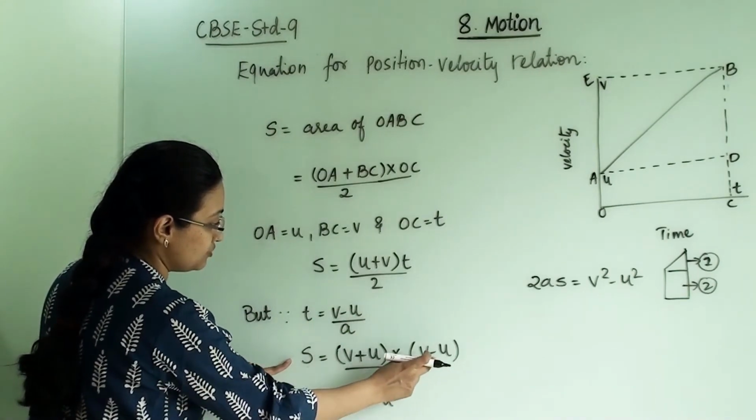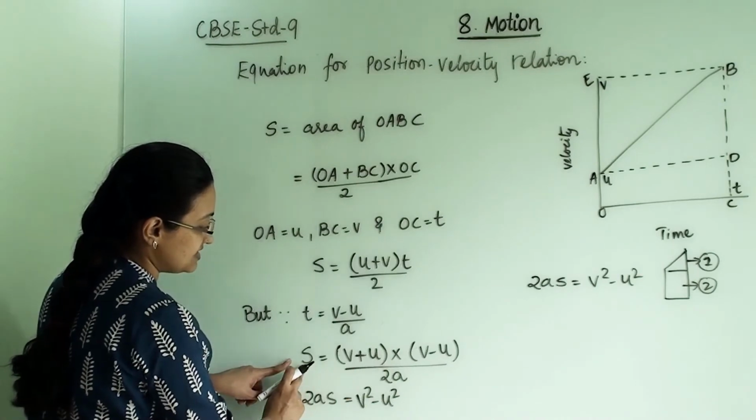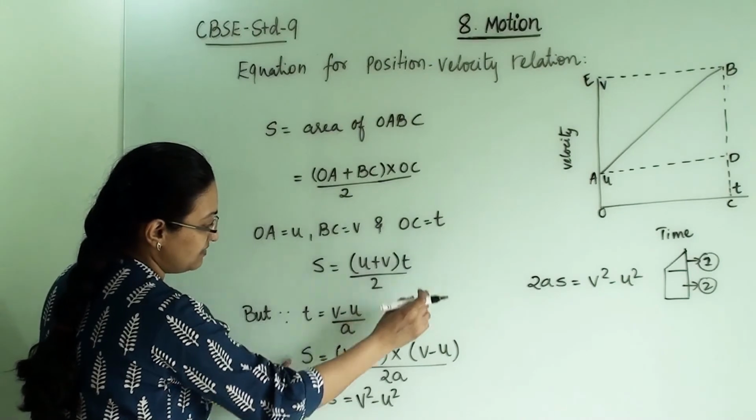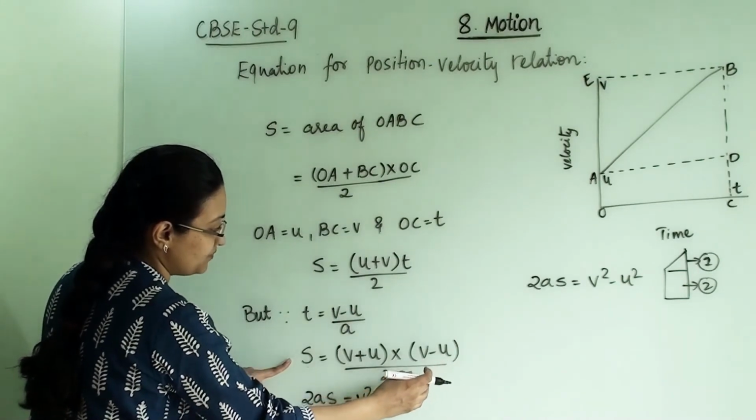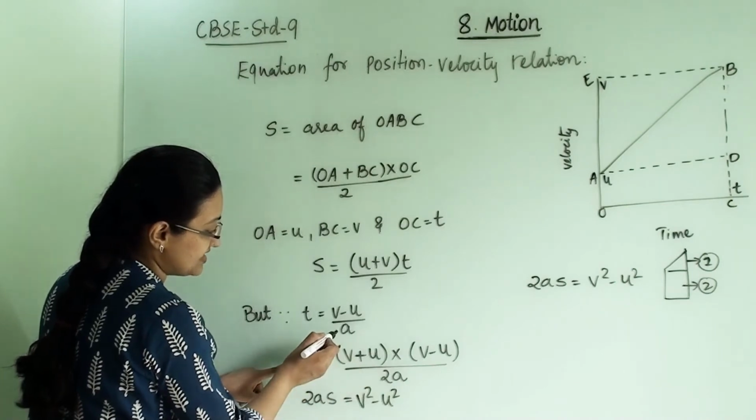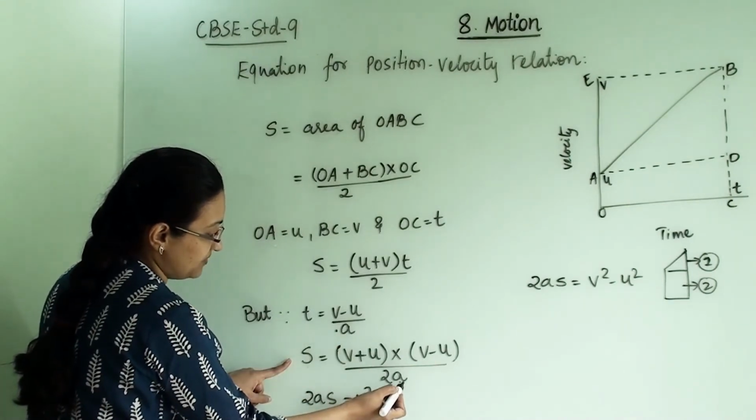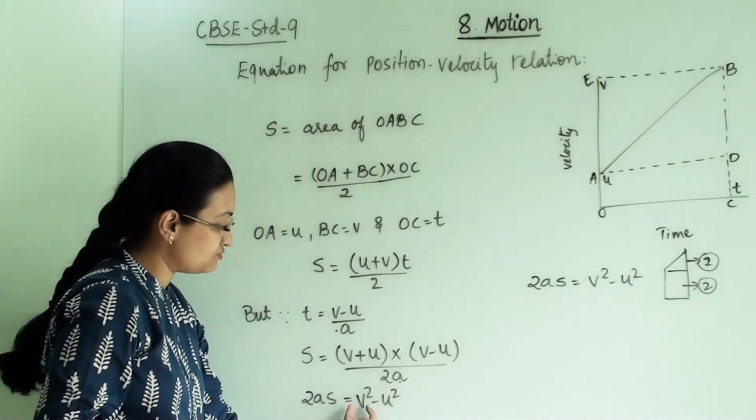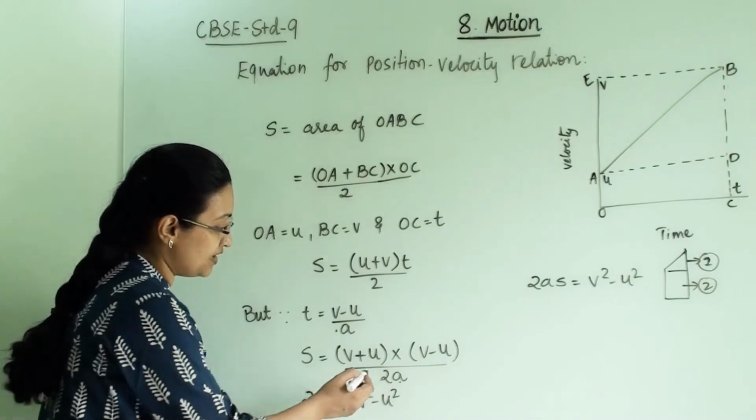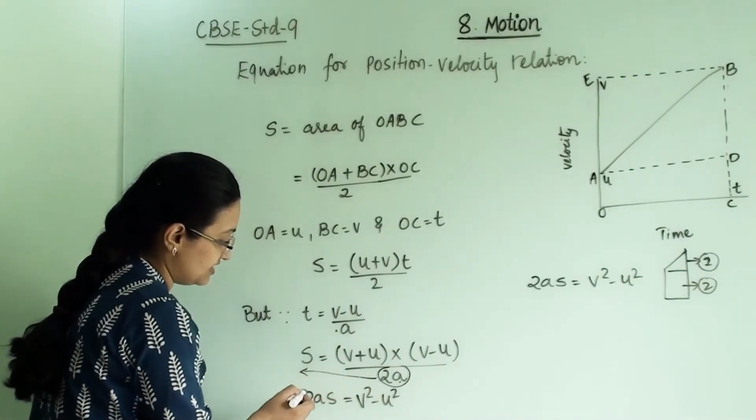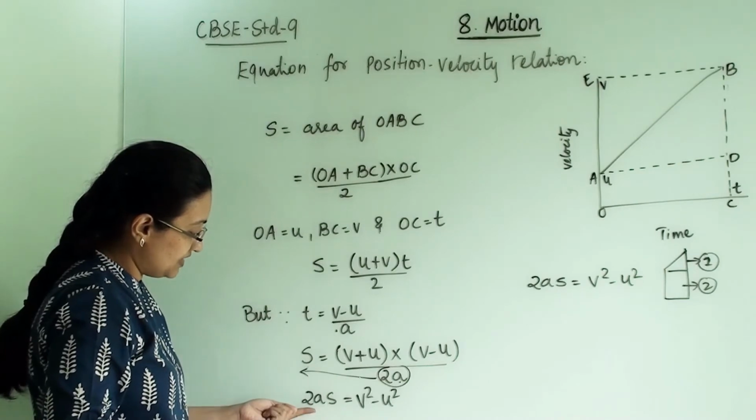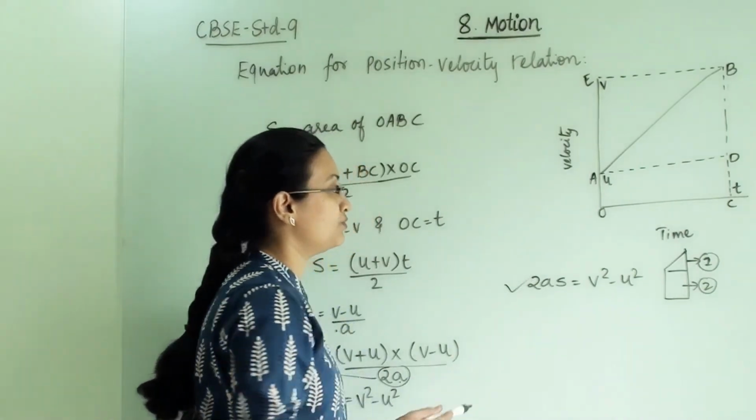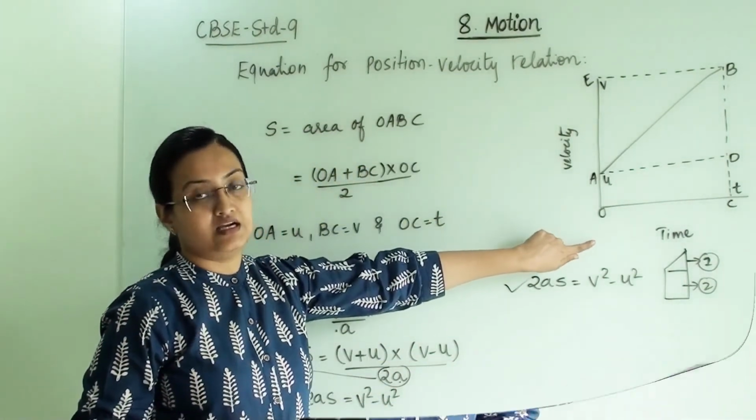So we put the value of T. S equals V plus U, that is the same, and for T we write V minus U over A, and 2 into A. A has come from here. Once we solve this, V plus U times V minus U gives us V square minus U square. This 2A we take to the other side, so it goes into multiplication. So 2AS equals V square minus U square. This equation we have proved with the help of the velocity time graph.